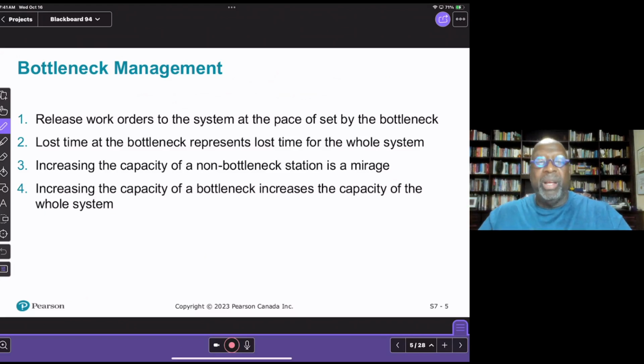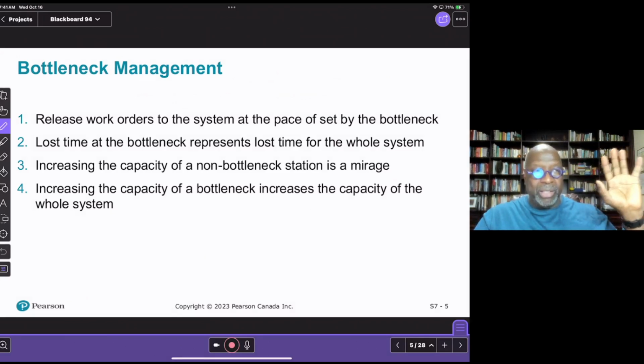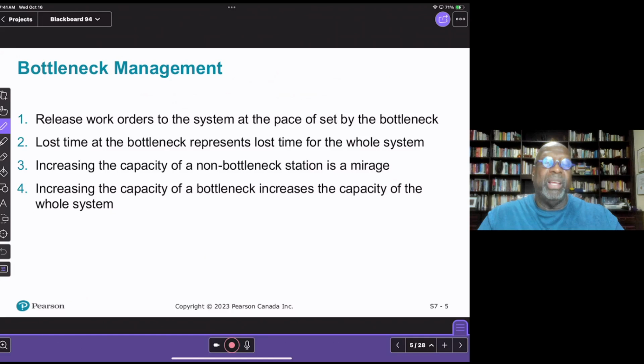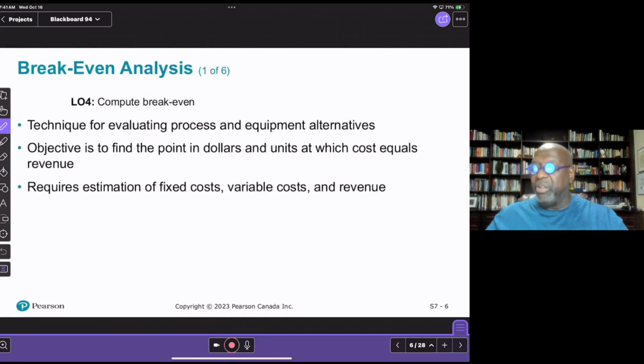All right. Lost time at the bottleneck represents lost time to the whole system. Increasing the capacity of the non-bottleneck station is a mirage. In other words, don't focus on the workstations that are not bottlenecks, because you're not going to get any benefit from it. Increasing the capacity of the bottleneck station increases the capacity of the entire system. So these are just some basic principles to keep in mind.